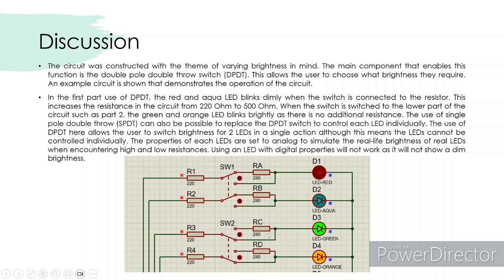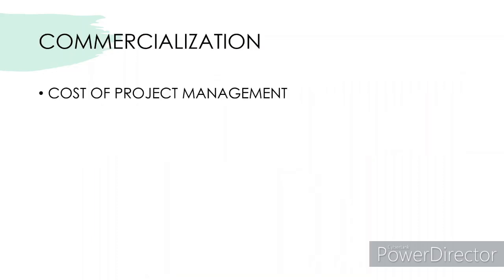At the second circuit, you can see that switch 2, R3 and R4 are not connected to resistor RC and RD, so the total resistance for every wire is only 220 ohm. So both LEDs will shine at full brightness. For the configuration of the LEDs in Proteus, we switch the configuration from digital LED to analog LED so that the LED will simulate the real brightness of the LED when encountering different types of resistance in wires.